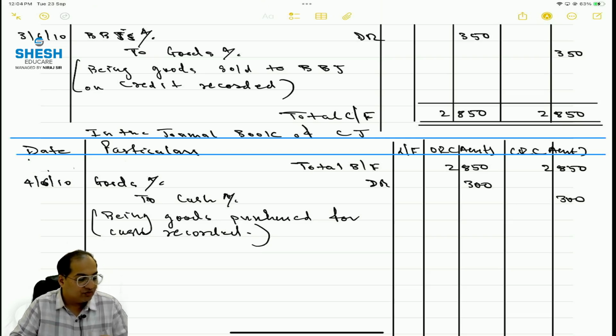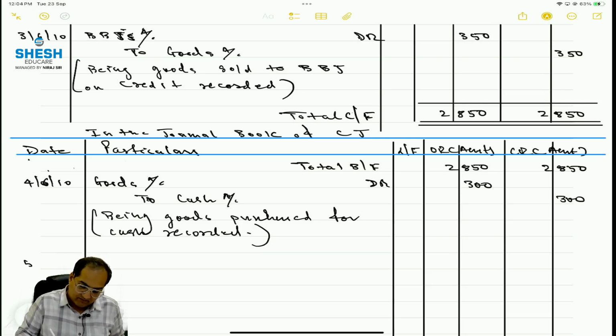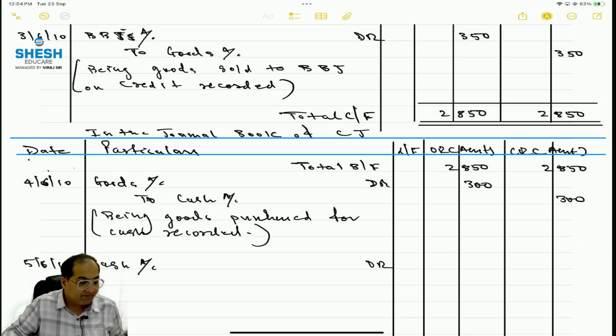Fifth June, sold goods for cash. Again, the two accounts affected are cash account and goods account. This time cash is coming in. So cash account debit 575.